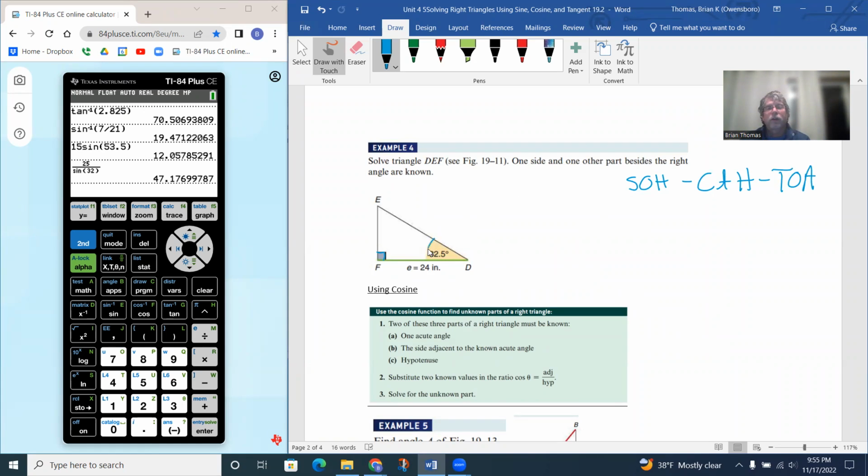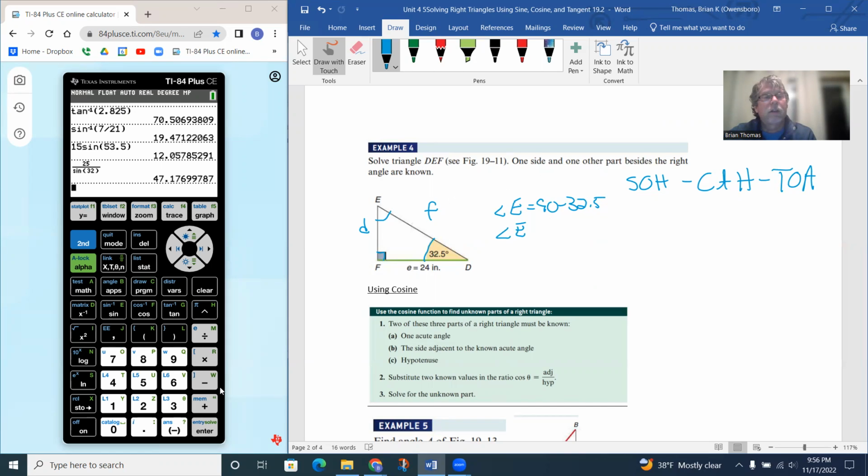Let's just see what we know. We know this acute angle here. To solve the triangle, we're looking for these different sides: side D and side F, and also this angle up here, angle E. One thing to pick up on is if this is a right triangle, the acute angles have to add up to 90 degrees. So to find angle E is going to be 90 minus 32.5.